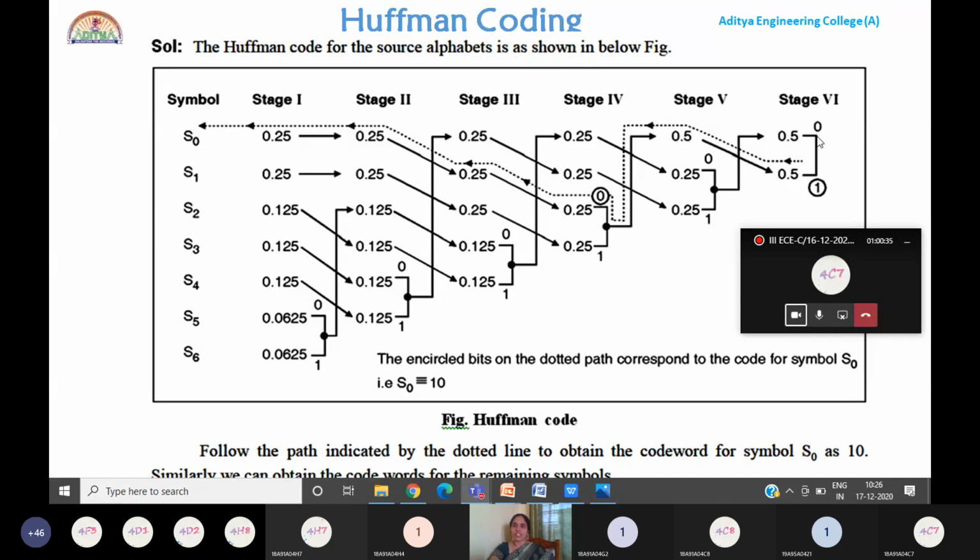Okay, and then please assign 0 to the last but one term and 1 to the last term. Like that, this combining process will continue and you can identify the reduction of one symbol in each and every step. In the first stage, there is a reduction in one symbol. In stage 2, we have reduced one symbol because we have combined the last two terms.